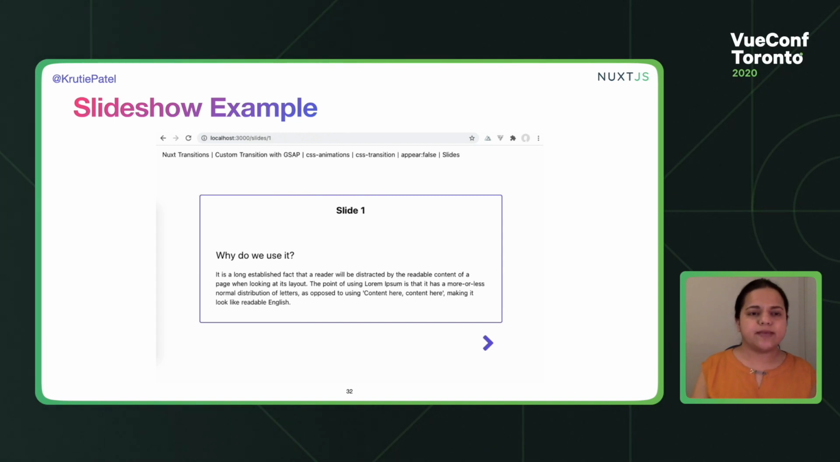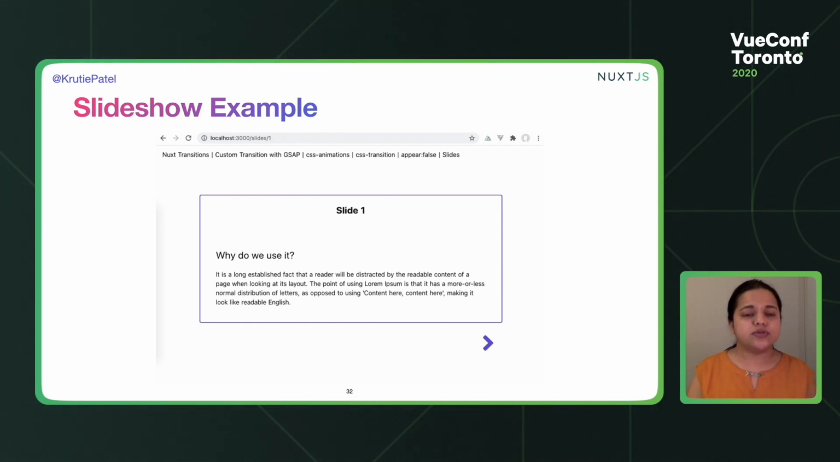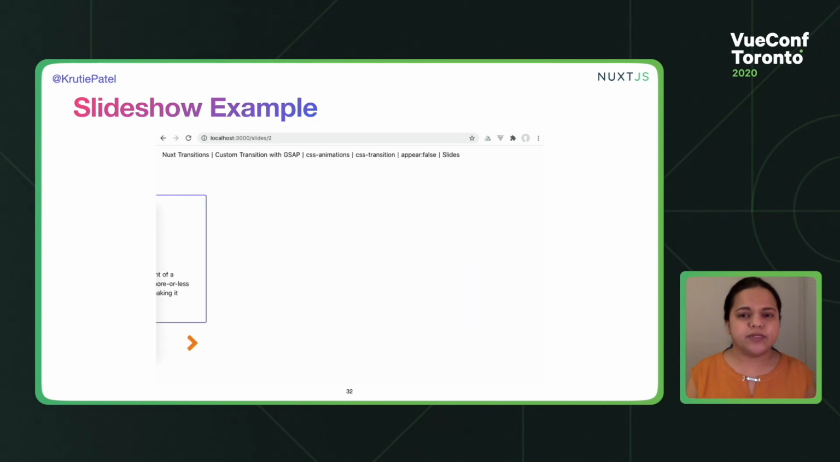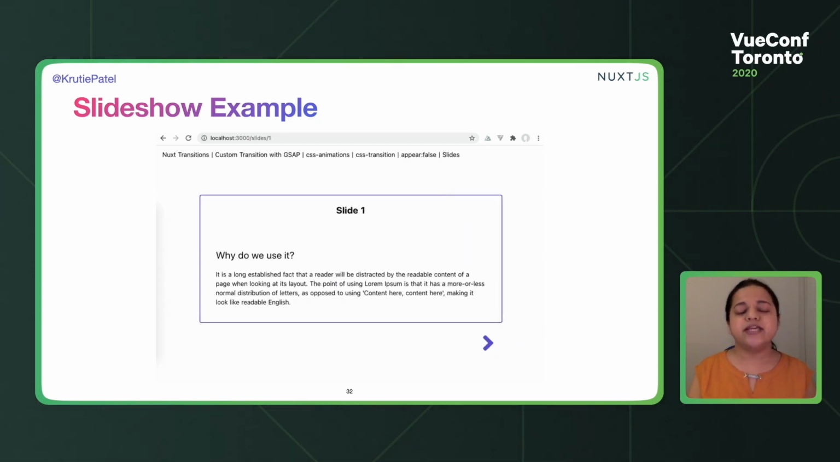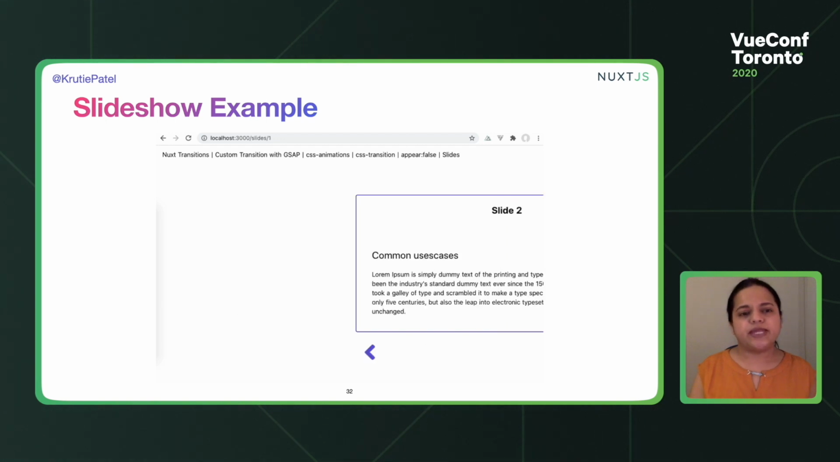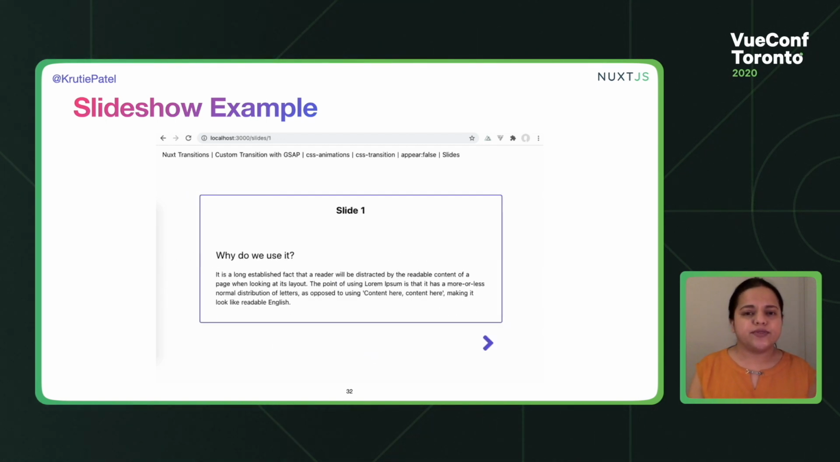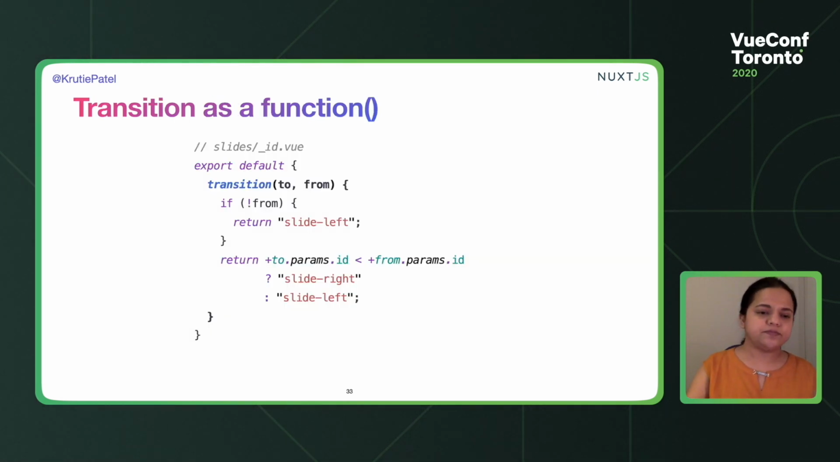Here we have one more example of page transitions where we have created a slideshow, and each slide is a Nuxt page, and we can control them using the back and next button. So let's see how we can create something like this using page transition feature. So far we have seen transition value as a string and as an object, but there's a third option where we can use transition as a function.